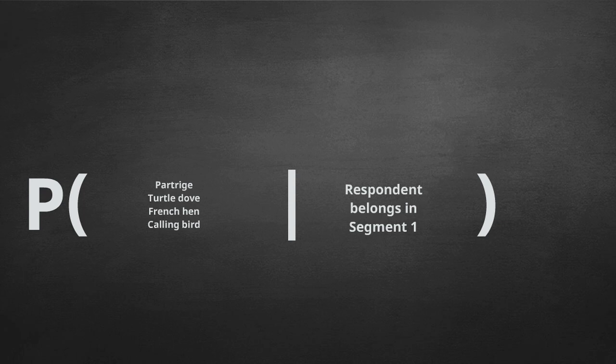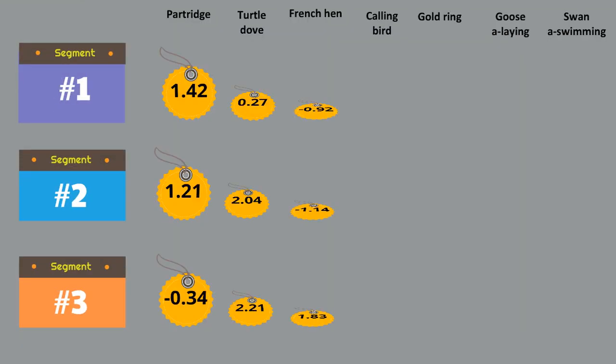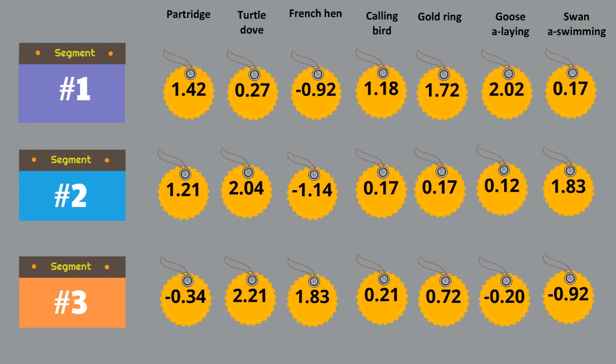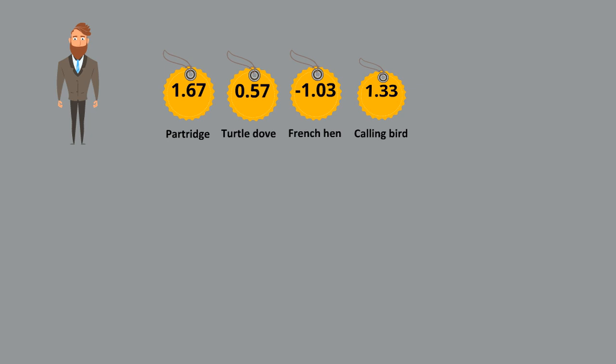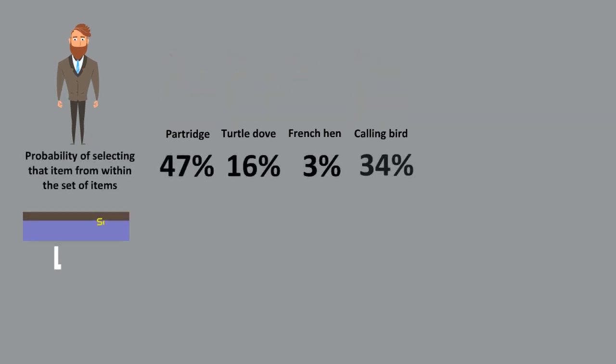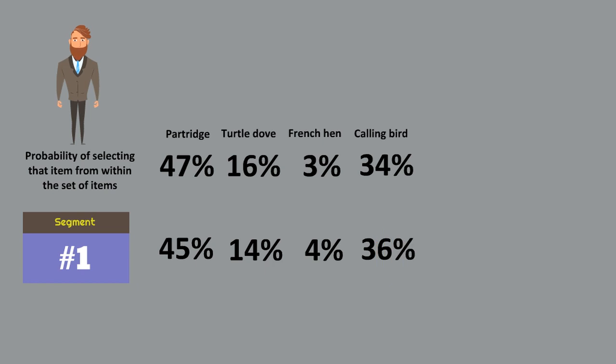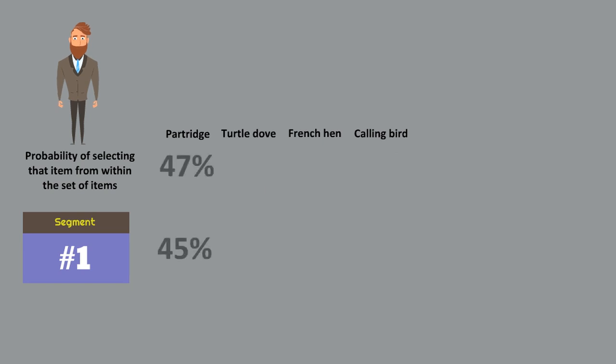To help us figure that out, we need the utility scores again, but this time we need to also use the utility scores for segments as well. These are respondent scores averaged by segments. As shown earlier, we can turn utility scores into probabilities of selecting among the subset of these 4 items, here both for a respondent and segment 1. In this example, this particular respondent has a 47% probability of picking partridge out of these 4 gifts, while a typical segment 1 person would have a 45% probability of picking. The probability of both the respondent and segment 1 picking partridge is the joint probability, 21% here.